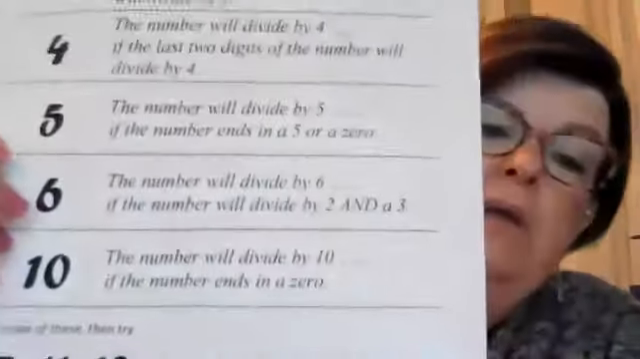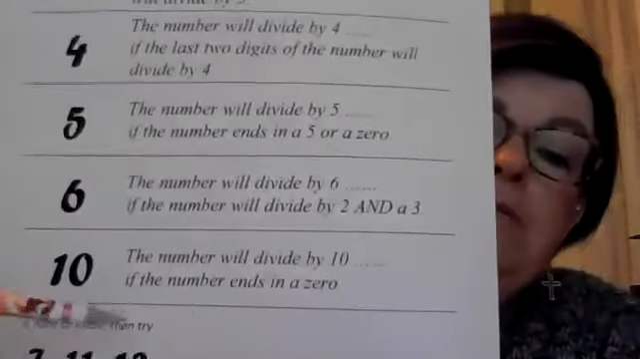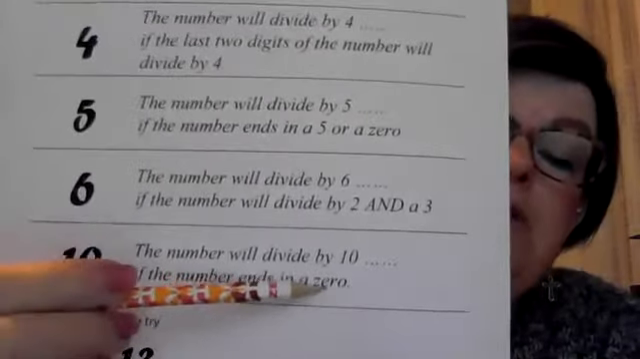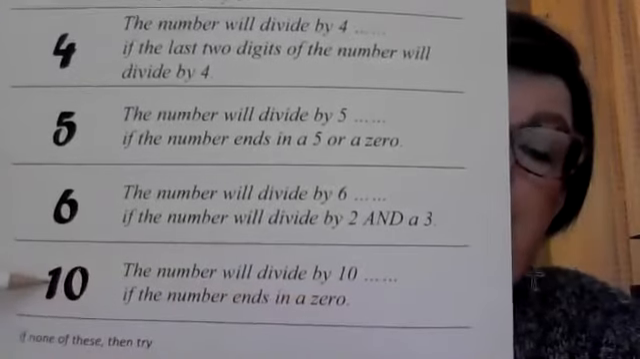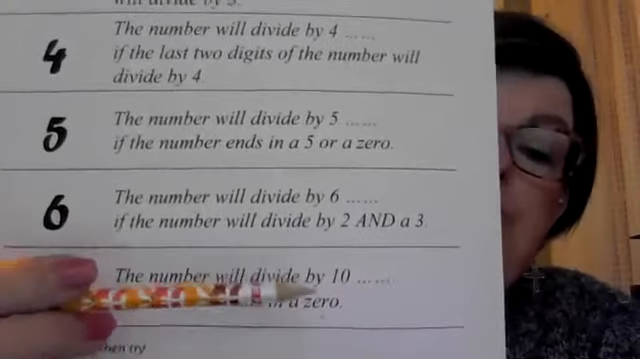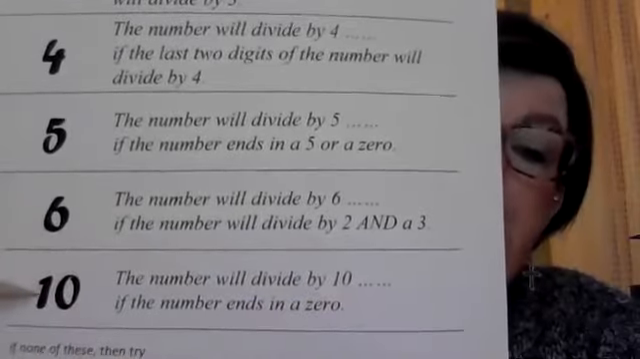Okay? Then the last one here is probably the easiest of all of them. It's the 10. If the number ends in a 0, if there's a 0 at the end, it will divide by 10.